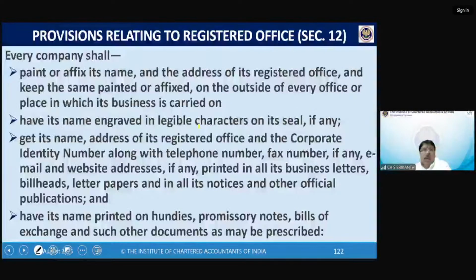Now, this is not very important. I'm going to skip it. Basically, it says the registered office name should be affixed outside the building. It should be given in the letterhead, in the cheques, everywhere. The name of the company should be clearly mentioned. If the name of the company is not mentioned, then the company is not bound. The directors become personally liable.